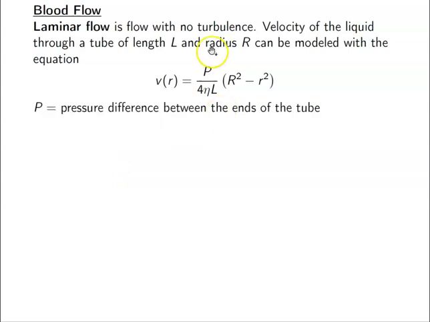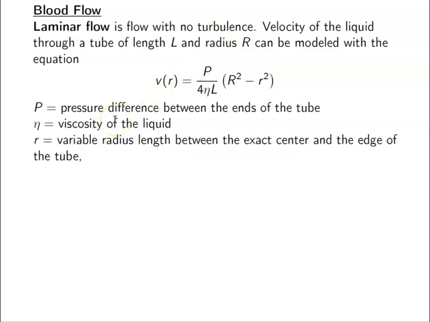Okay. P is the pressure difference between the ends of the tube. Eta is the viscosity of the liquid inside the tube that's flowing. Little r is our variable. It represents the radius length from the exact center of the tube to the end.